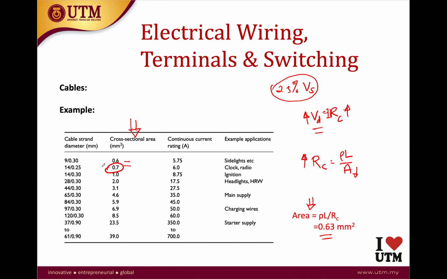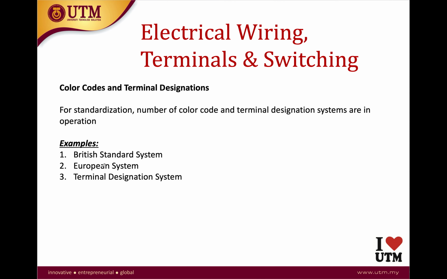Okay, so I hope that you're clear about the selection and how you relate the allowed voltage drop back to your cable resistance. So moving on from here, when we talk about wiring, you have different color codes and terminal designations. For example, you have the British standard system, you have the European system, and the terminal designation system.